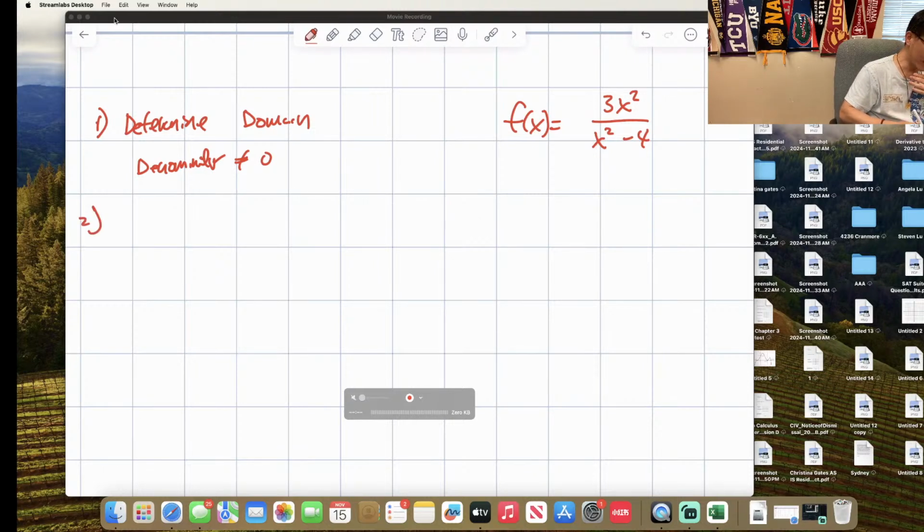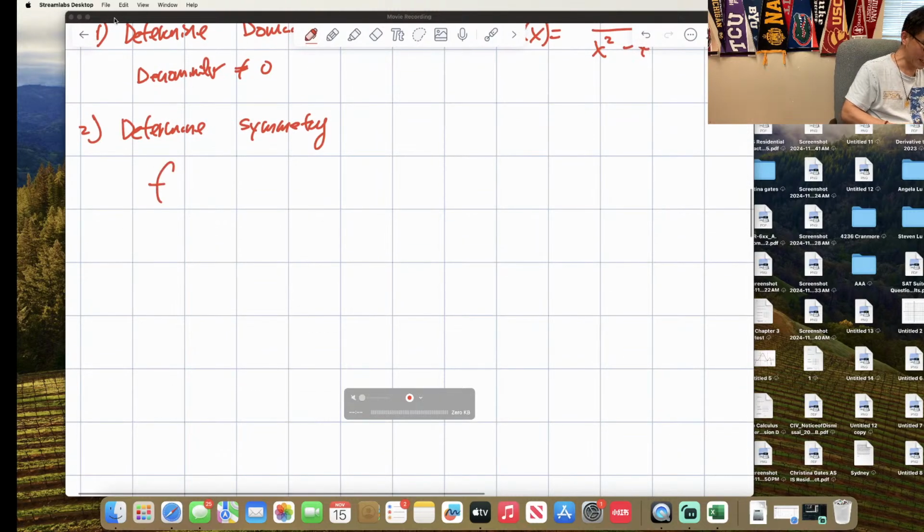Second, determine the symmetries. How do you determine symmetry again? We already know this. Not negative b over 2a, that's for quadratic. But how do we determine the symmetry in terms of precalc? There's some type of function versus some type of function. Thank you, Landon. Odd and even functions.